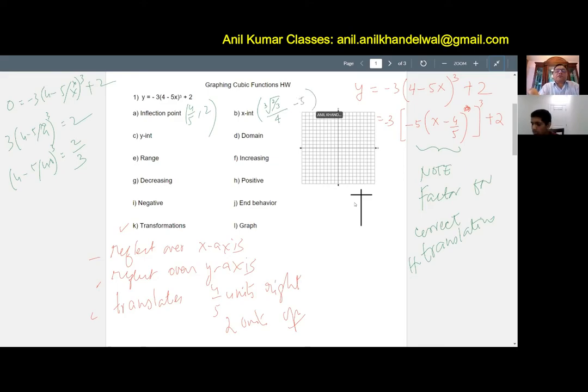Or no, we'll have to recalculate. Wait, let me check. Okay, so what we have here, let's read it from here. So we have 3. It is better to use this form of the equation. Minus 5 times x minus 4 over 5 equals 2, right? So we get 2 over 3. So minus 5 times x minus 4 over 5 equals 2 over 3.